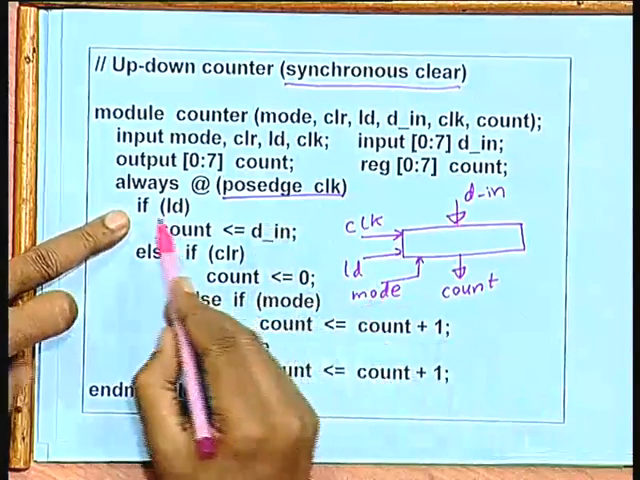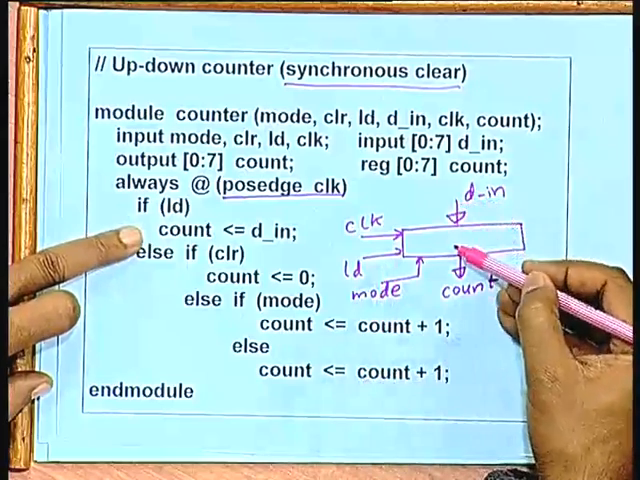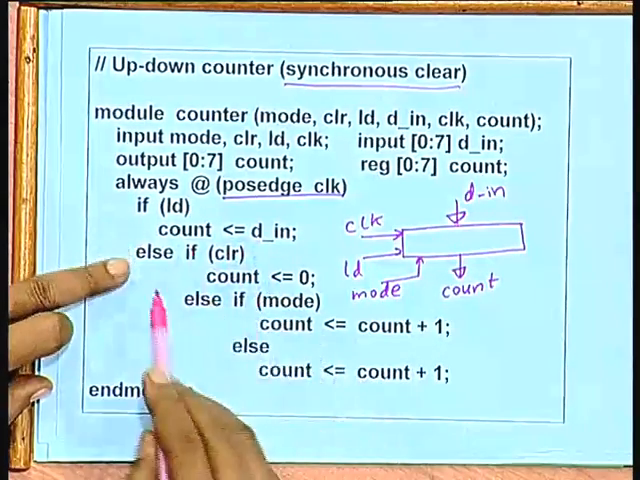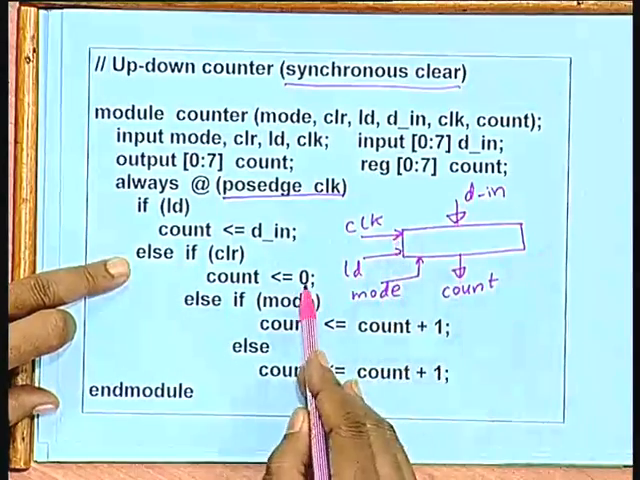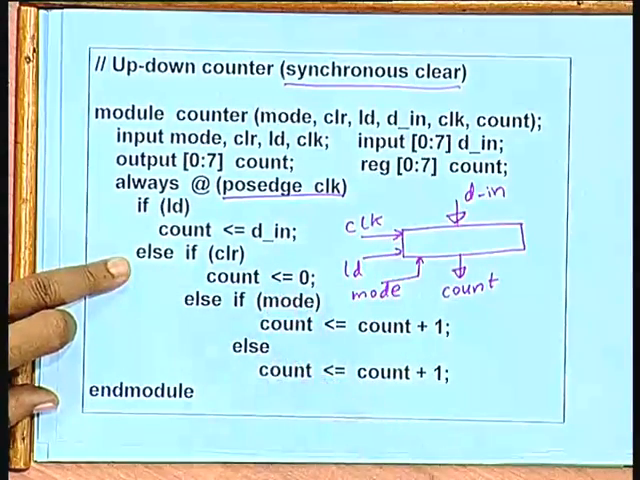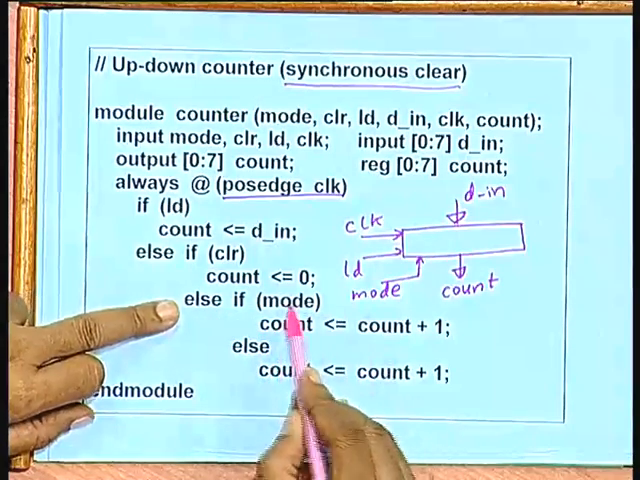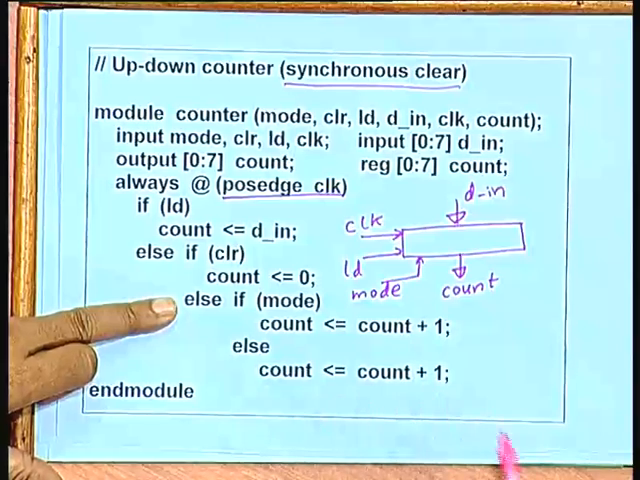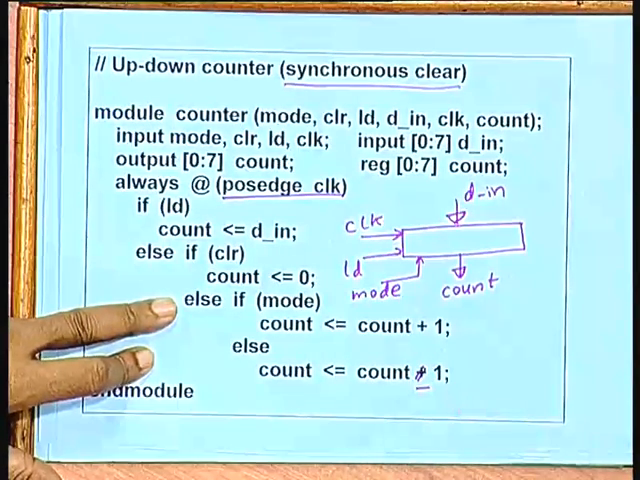Now, what we are doing, we are checking if load is 1. If load is 1, this input value is getting loaded in the counter, parallel in. Else, if clear is 1, the counter is cleared. Else, if mode is 1, then it is up count. If mode is 0, sorry, this will be down count, count minus 1.